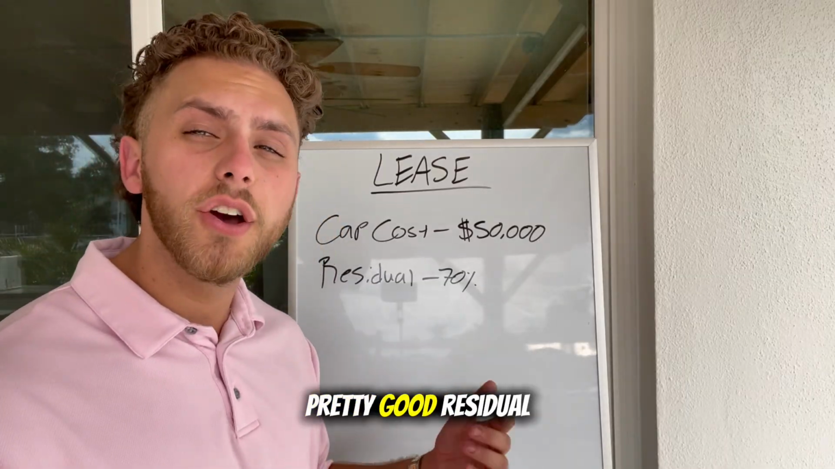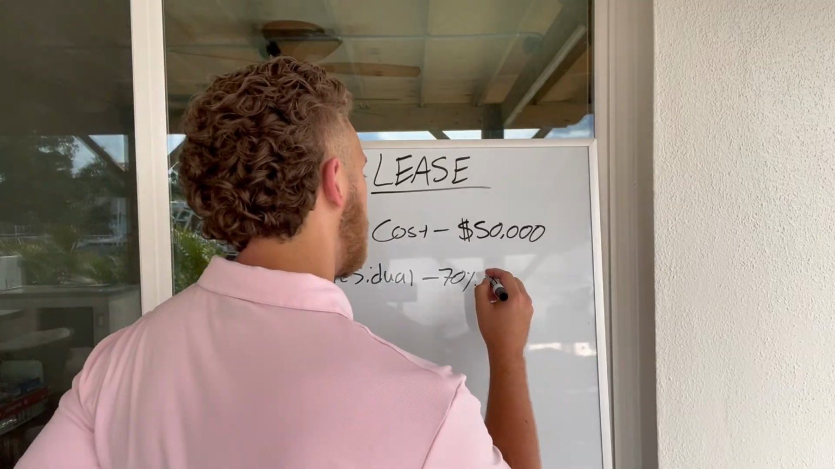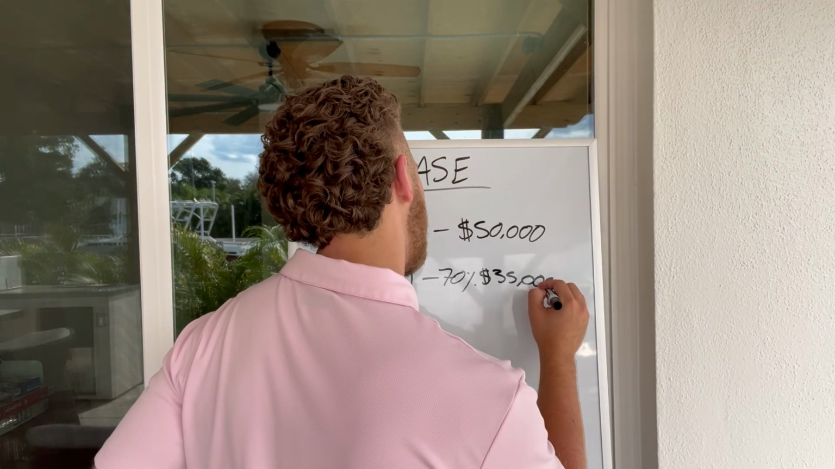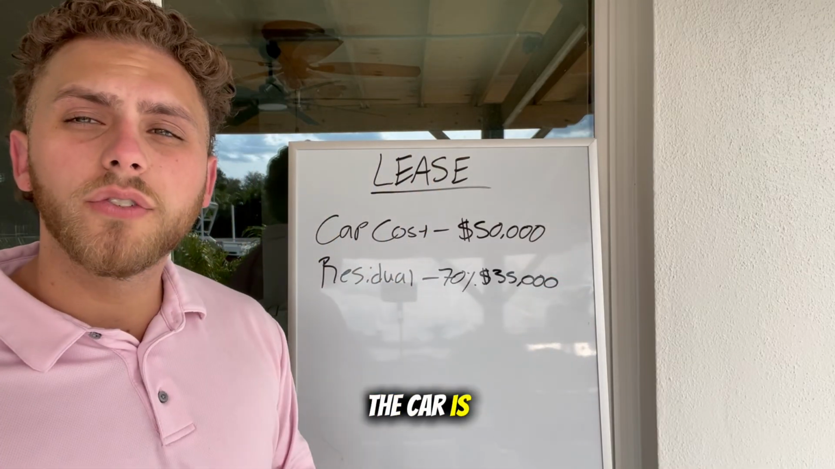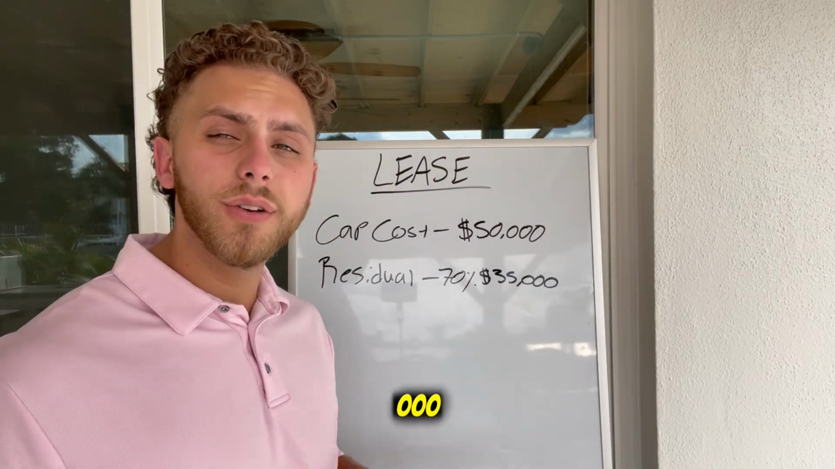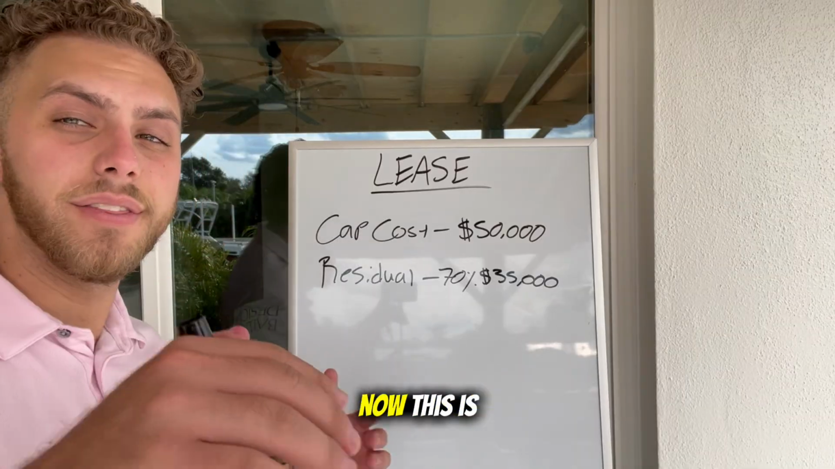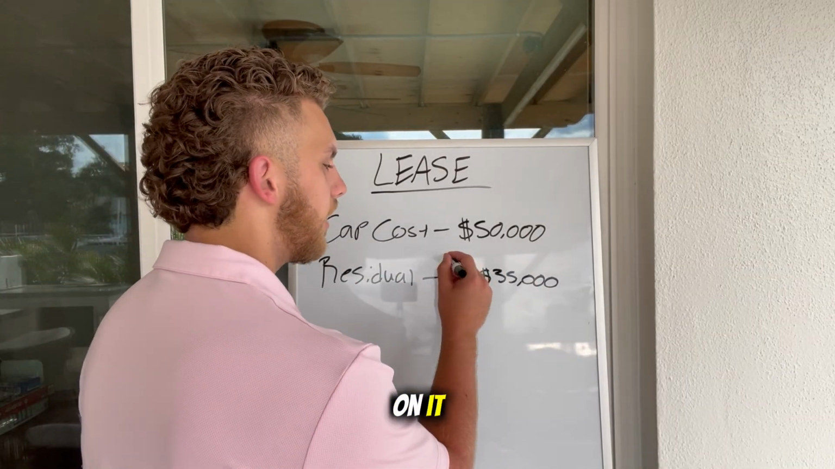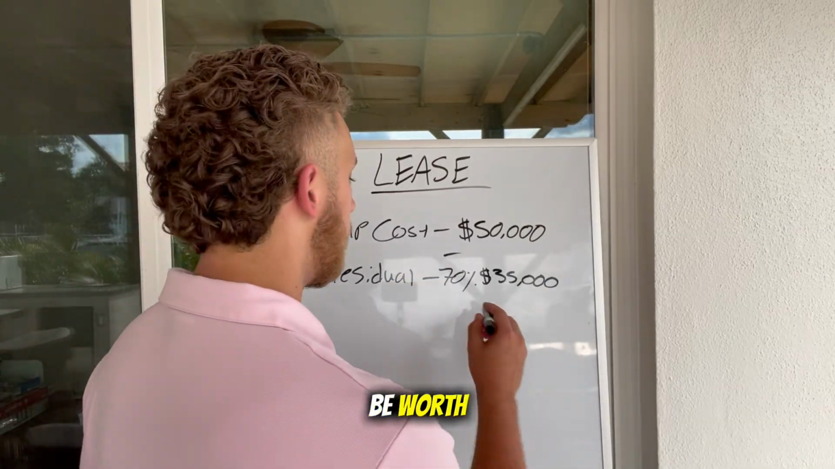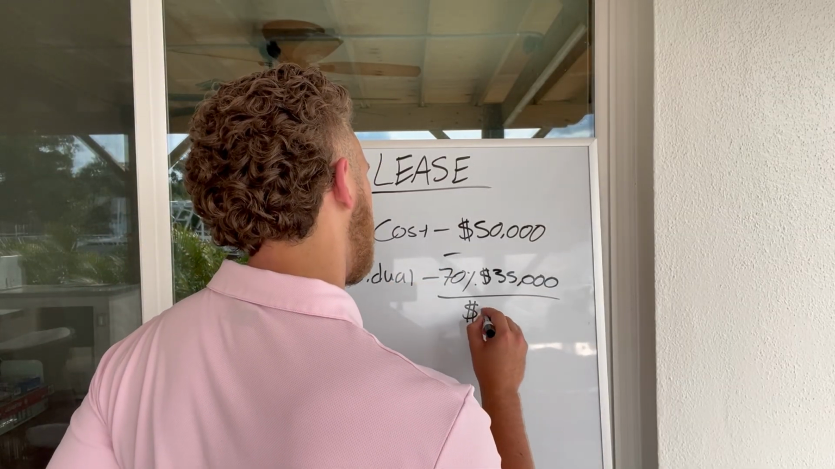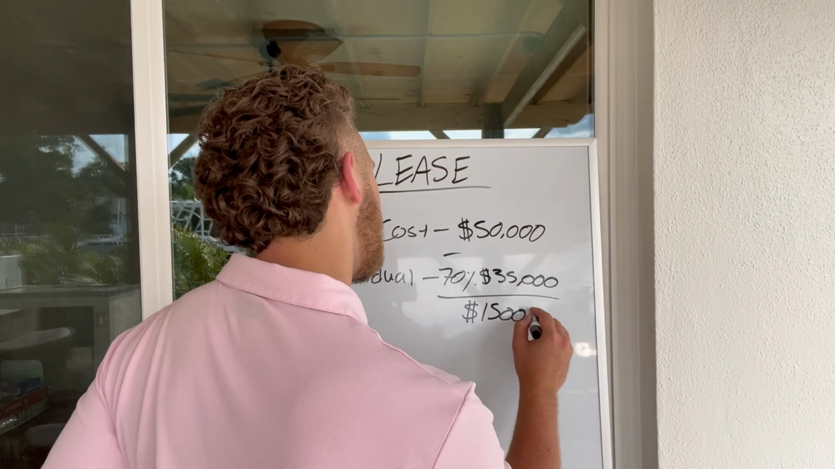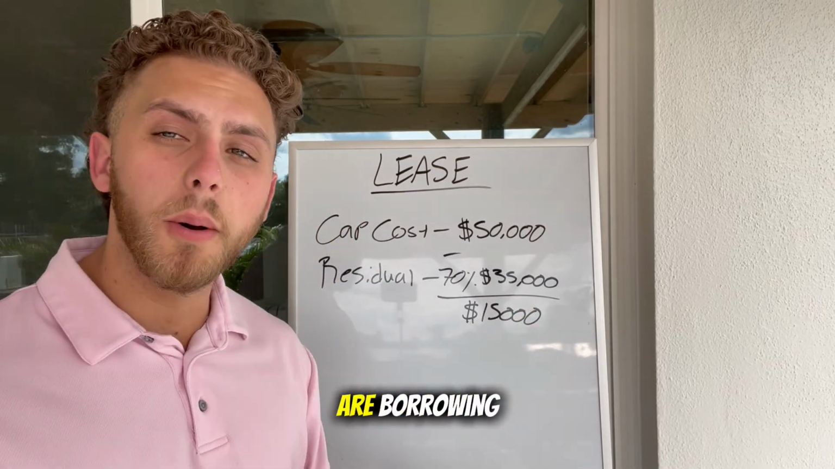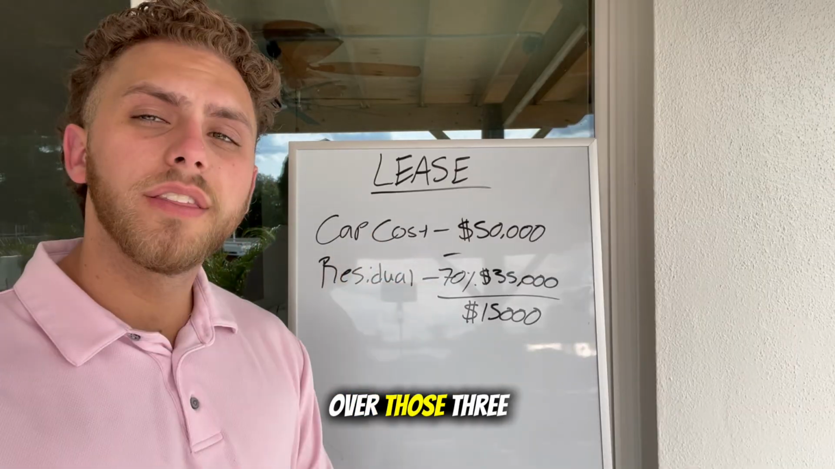That is a pretty good residual. In this example, that means that the car is going to be worth $35,000 at the end of your lease. Now, this is where we start calculating a lease. So you take what you spent on it and you subtract what it's going to be worth, and you have $15,000. Okay, that is the amount that you are borrowing over those 3 years.